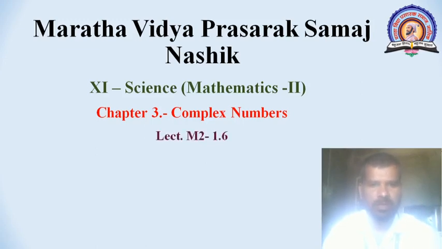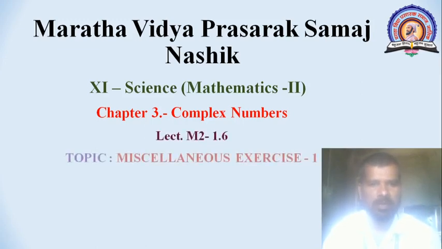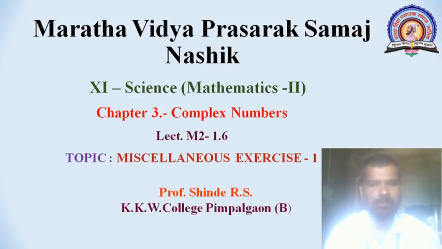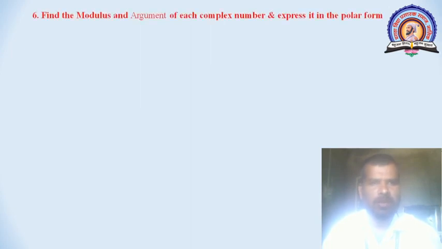Hello students. In the previous lecture we solved some examples from the miscellaneous exercise of complex numbers. Today we are going to solve the remaining examples. The next example is: find the modulus and argument of each of the complex numbers and express it in polar form.